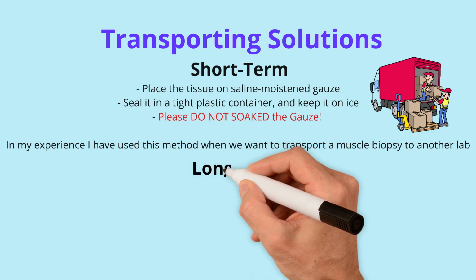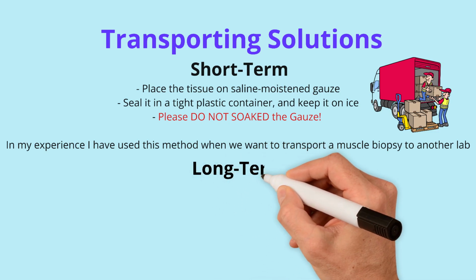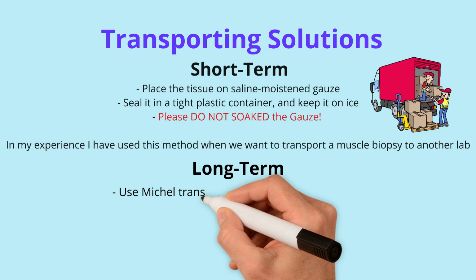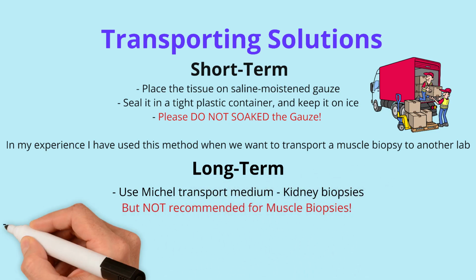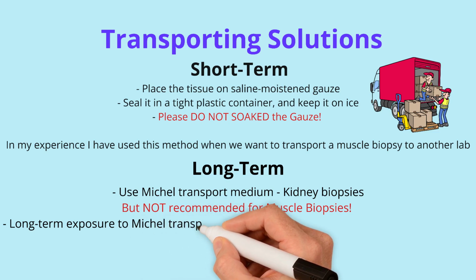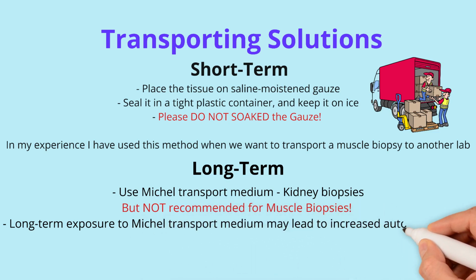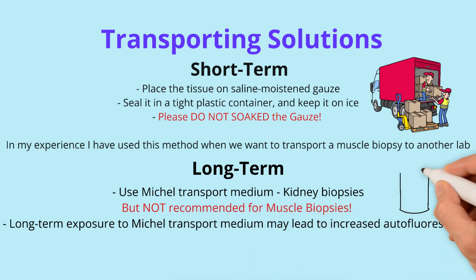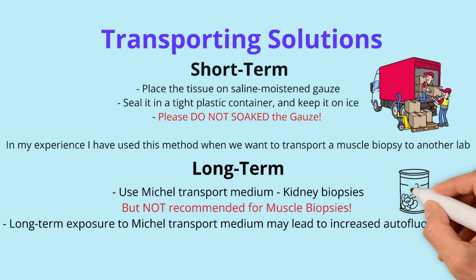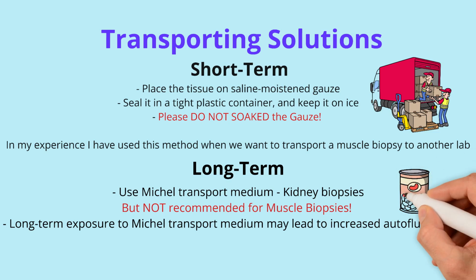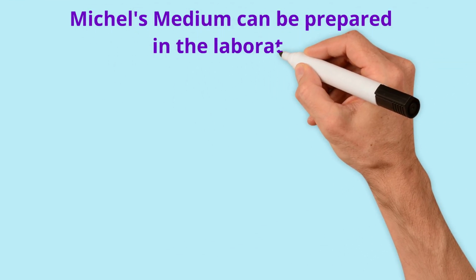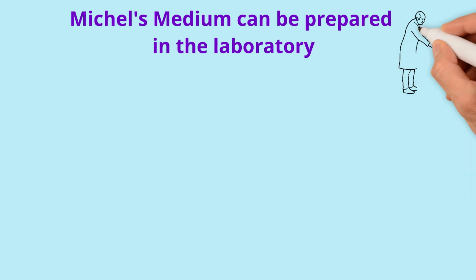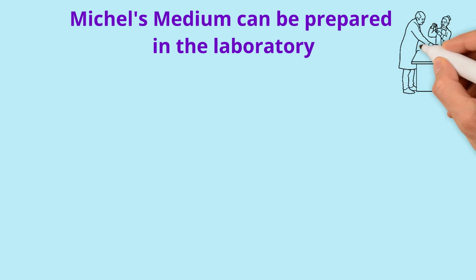For longer storage or long-distance shipping, especially by mail, use Michel's transport medium, which is commonly used for kidney biopsies, but not recommended for muscle biopsies. However, long-term exposure to Michel's solution may lead to increased autofluorescence, which can interfere with certain fluorescence-based staining methods. Michel's medium is commercially available but can also be prepared in the lab.